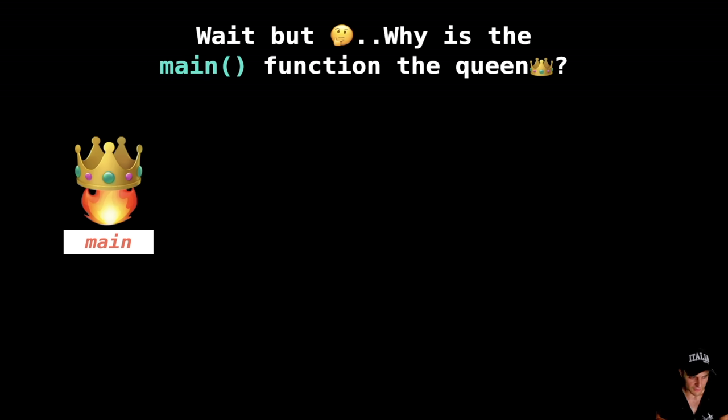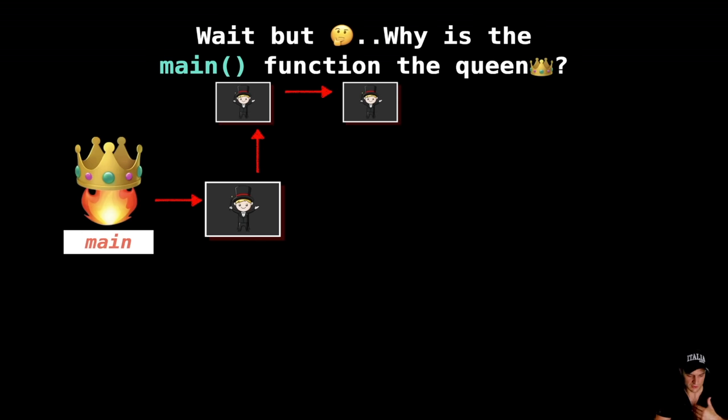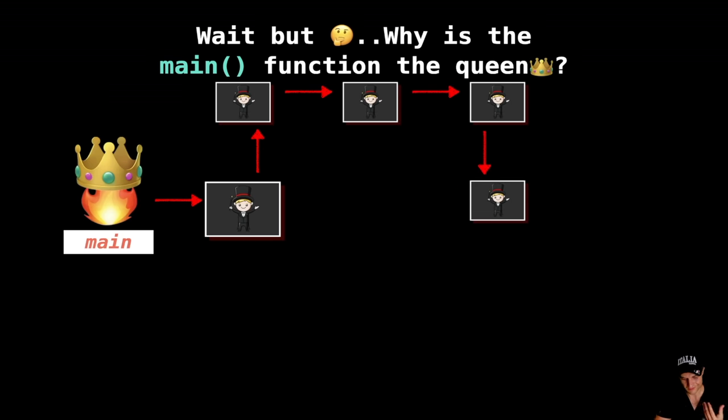So now let's clarify why the main function is the queen. Well, every program can be composed of many, many functions. For example, I don't know, Facebook. Facebook is composed of many, many functions. For example, hello world is composed of the main function and the printf, two functions. So a very simple program. Generally speaking, we can think about a process composed of many functions. So we have this situation here. We have the main function that is calling another function as well as calling another function and so forth. Many, many functions calling one each other.